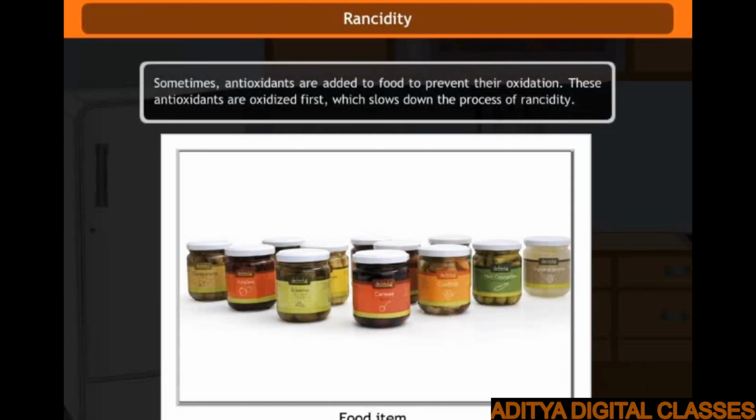Sometimes antioxidants are added to food to prevent their oxidation. These antioxidants are oxidized first, which slows down the process of rancidity.